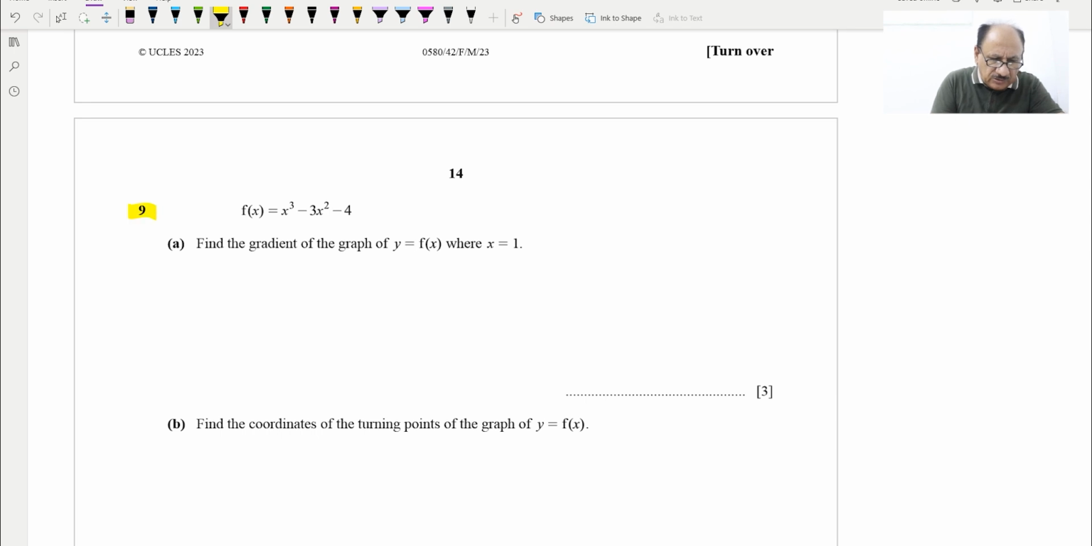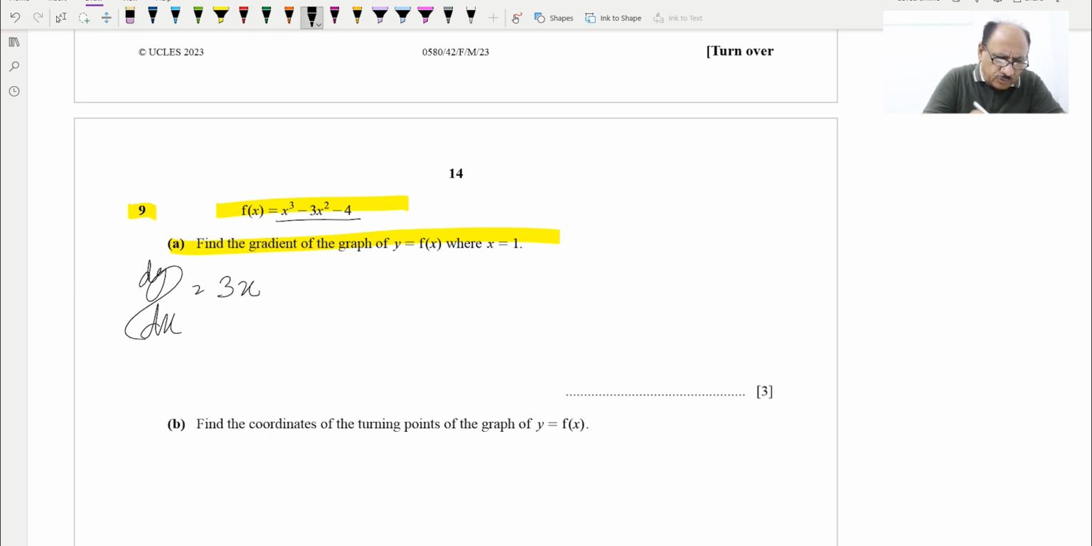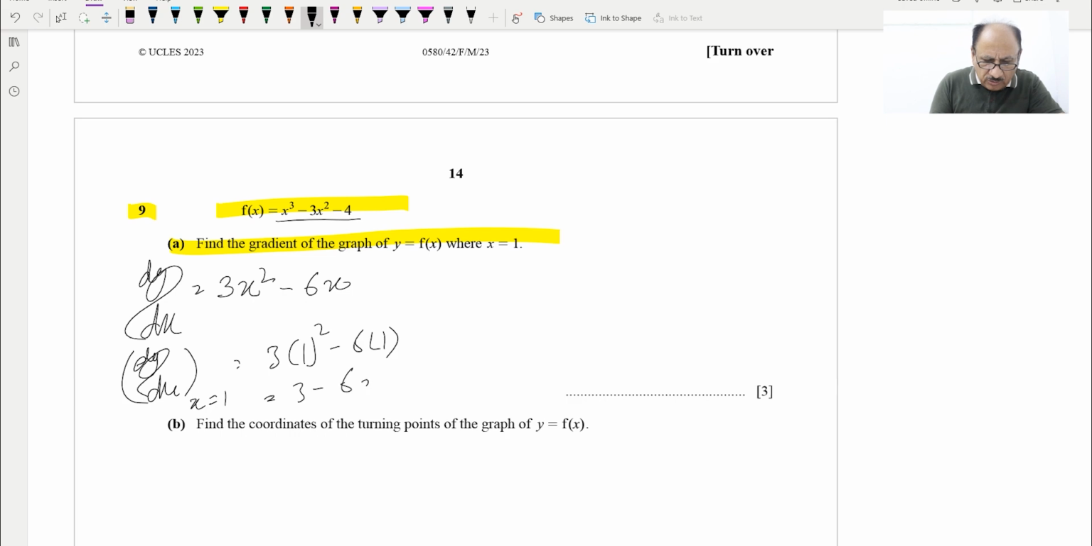And next will be question number 9. Question number 9 says f of x is given. Find the gradient of the graph of y is equal to f of x, where x is equal to 2. So dy by dx will be equal to, we'll take the derivative of this one. So this will be 3x square, power will be pulled first, and power will be reduced by 1, so 3x square minus this will be 3 into 2 will be 6, so 6x, and then we can write dy by dx, or you can write f dash of x at x is equal to 1 will be equal to 3 into 1 square minus 6 into 1, and this is equal to 3 minus 6, which is equal to minus 3.